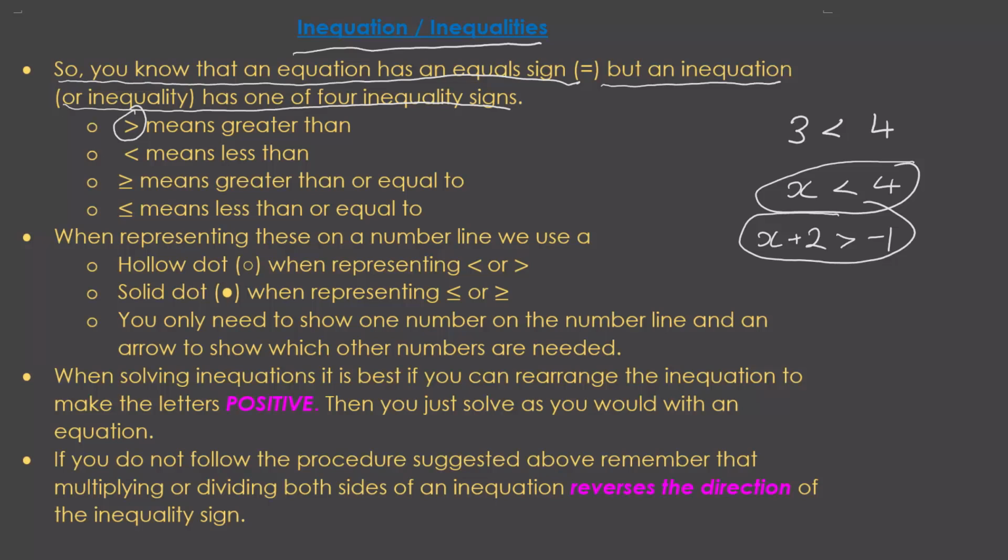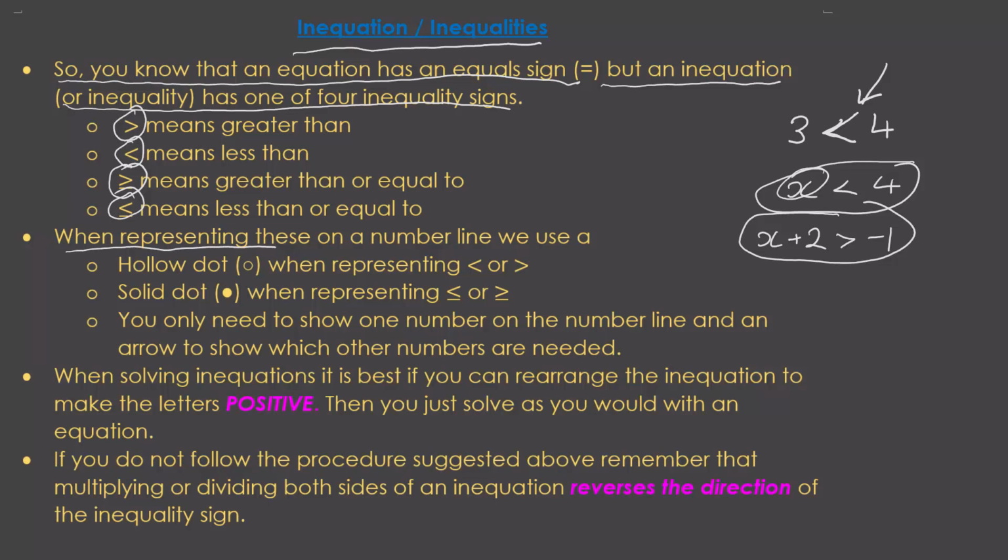This symbol means greater than, this one means less than, this one is greater than or equal to, and this one is less than or equal to. The important thing though is just to recognize that this looks like a crocodile's mouth, and crocodiles are greedy, so they want to eat the larger thing. So here, this is a statement that 4 is more than 3, and you can see that because the crocodile is trying to eat it. Whereas here, what we're saying is that x is all the values that are less than 4.